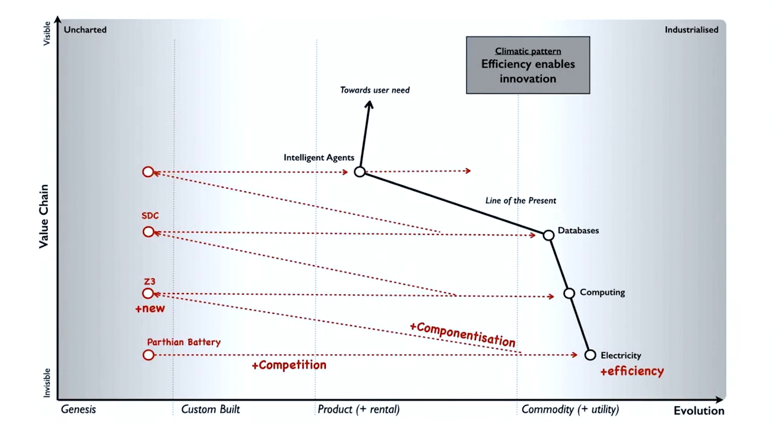On the left side of the map, from bottom to top, are Parthian battery at low visibility, Genesis, Z3 plus new, SDC, and an unmarked point. On the right side of the map, from bottom to top, are electricity at low visibility, commodity plus utility, computing, databases, intelligent agents at high visibility, product plus rental. A black arrow marked line of the present connects the points on the right-hand side. The end of the arrow reads toward user need. And we invent new complex things on top of those, and so on and so forth, and thus allowing us to survive in the business environment while continuing to play the infinite game.